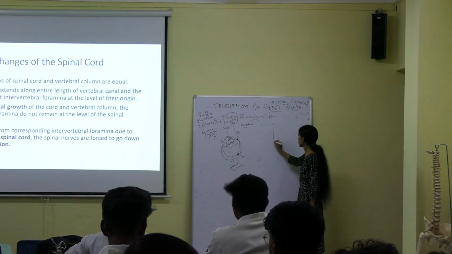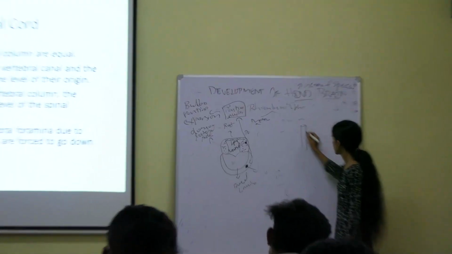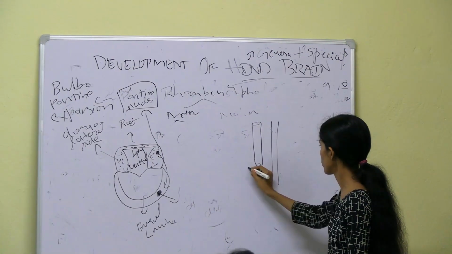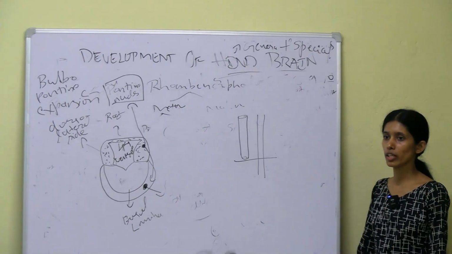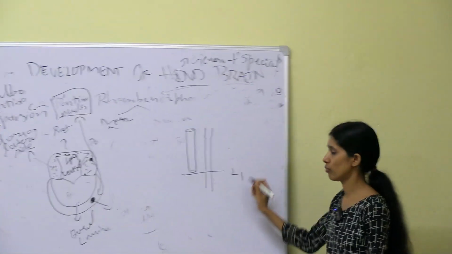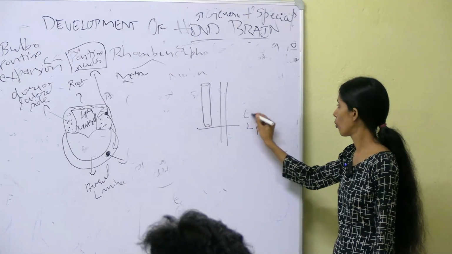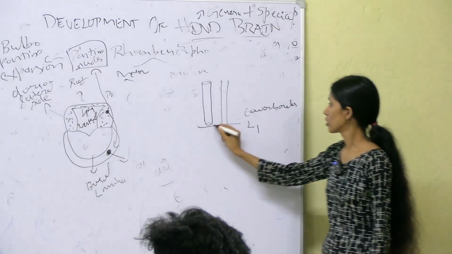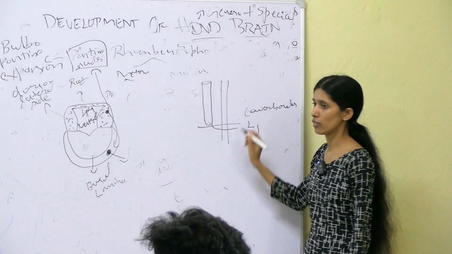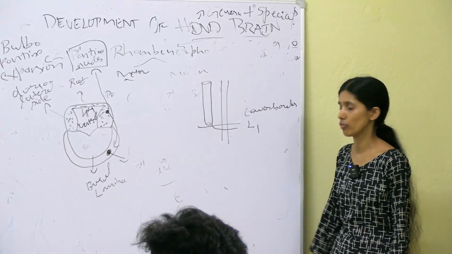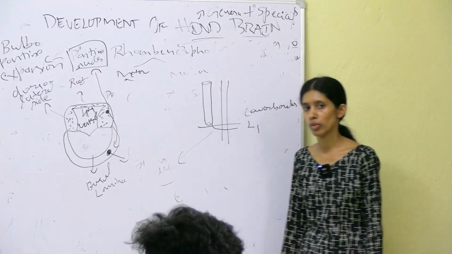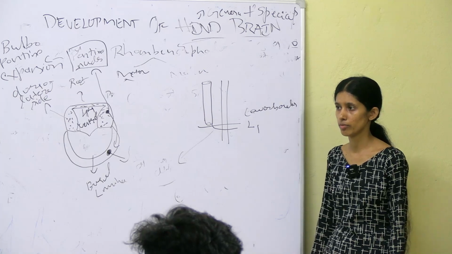So once we check for the adult position, this is your spinal cord and this is the vertebral column. And we can see the spinal cord ends at the level of L1 vertebrae, right? Lower border of L1 vertebrae. So whatever the spinal nerves present below the L1 vertebrae. So what spinal nerves we can see here below the L1 vertebrae?